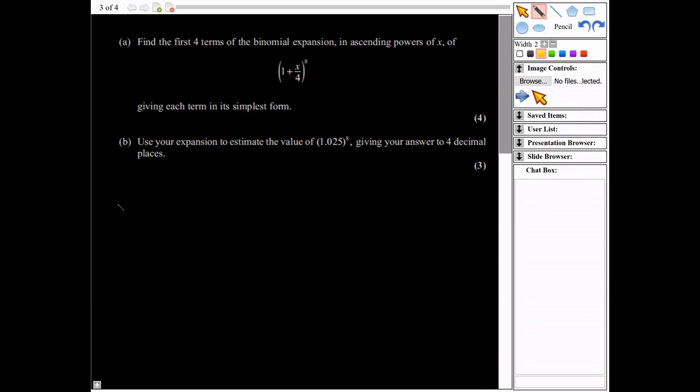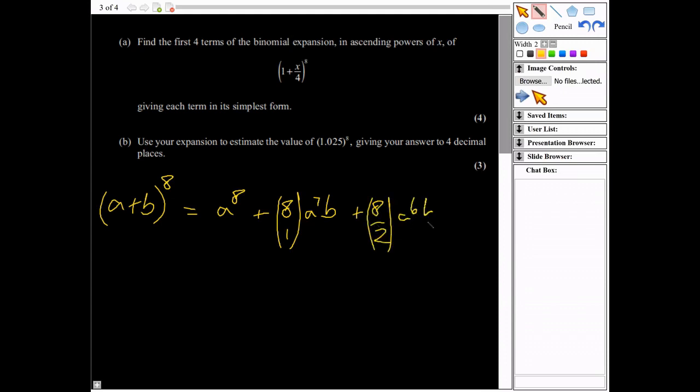So if I imagine that it said a plus b all to the power of 8, I'd be able to work that out, and I'd start off with my a to the power of 8, and then I'd have 8 choose 1, a to the power of 7 b, and then I'd have 8 choose 2, a to the 6 b squared. That's 1, 2, 3 terms, and then I'd have 8 choose 3, a to the power of 5 b cubed. So that would be the first four terms. Then I'd have plus dot dot dot.